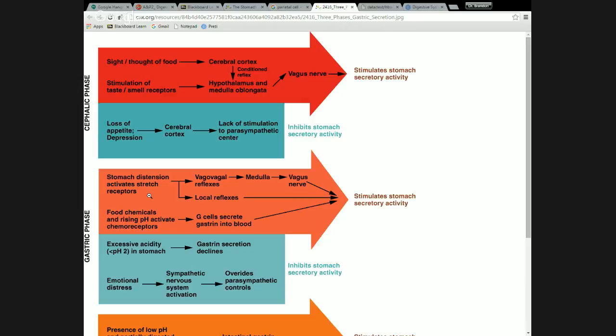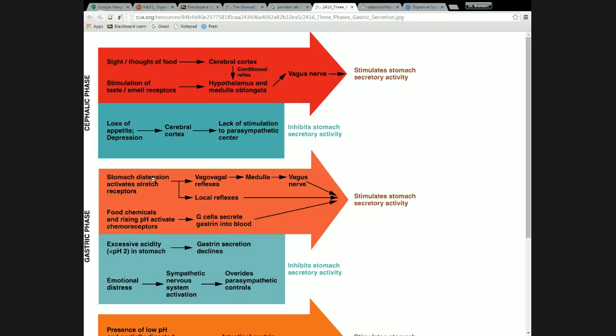Now, the gastric phase has to do with two things: the physical presence of food in the stomach, which will stretch the stomach wall out, and the chemical presence of food. So when you're eating food, you're going to have higher concentrations of the macromolecules in your stomach, and those will activate chemoreceptors, as will the rising pH coming from the gastric glands.